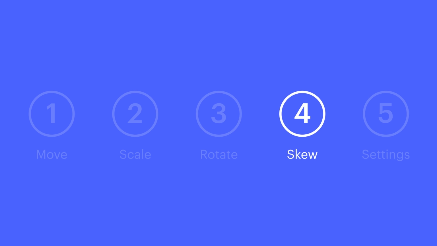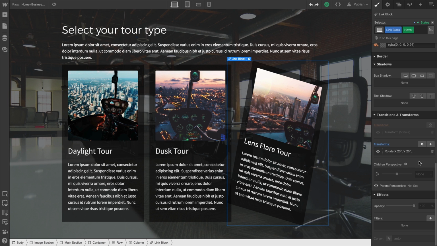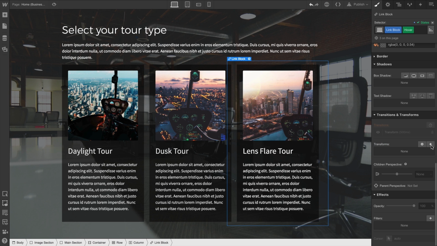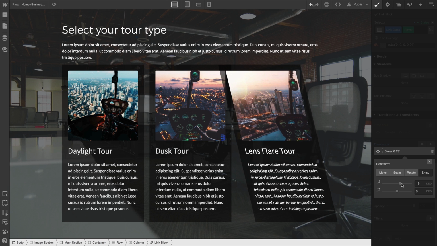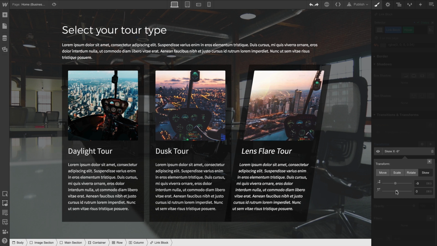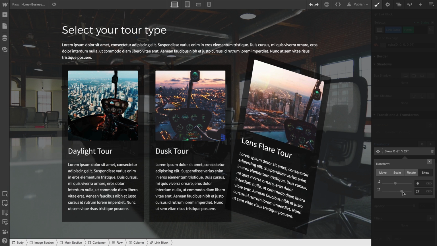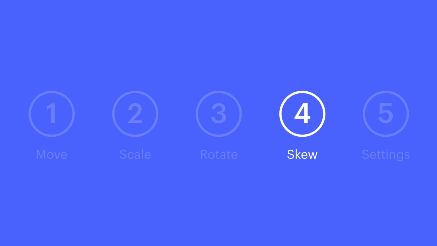Let's do skew. And skew is one of those transforms that's great to assess visually. We'll delete our rotate transform and then add a new one for skew. Adjusting the x value here controls shearing along the x-axis, and adjusting the y value controls shearing along the y-axis. That's skew. And finally, let's look at some settings.